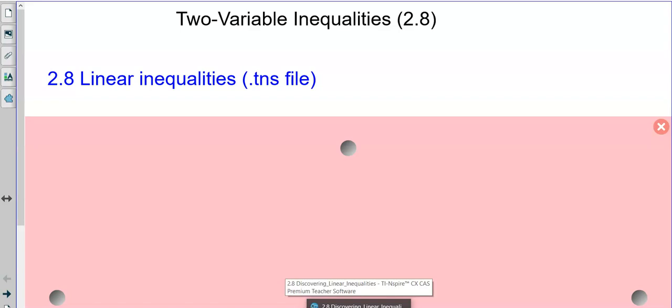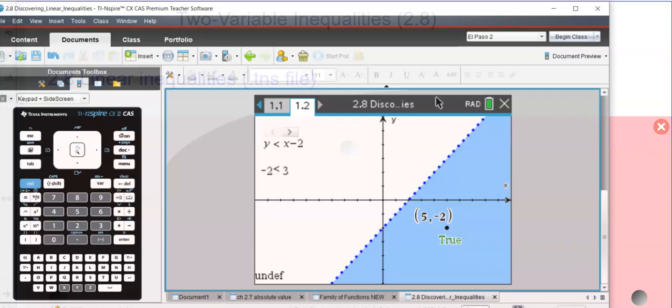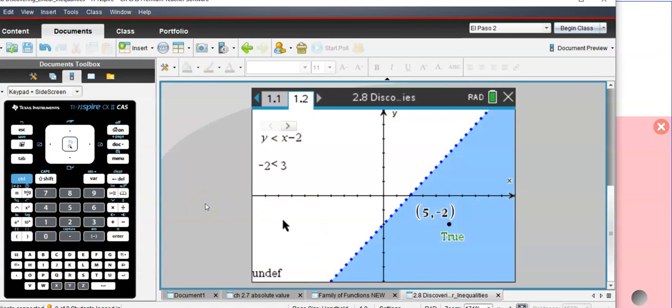Okay, so we're going to talk about linear inequalities. I think they're all linear. So this is an inequality. You've probably seen one before. This is y is less than x minus 2.